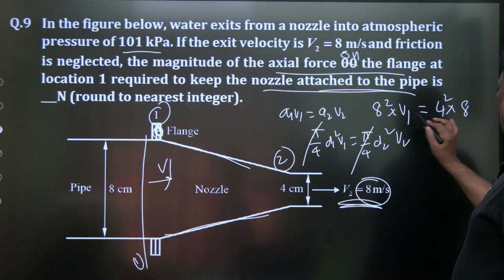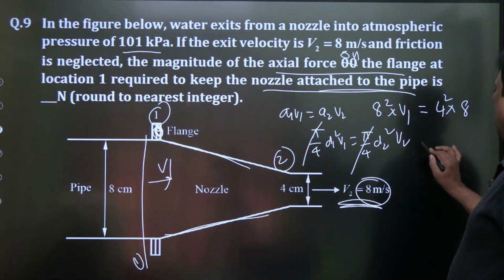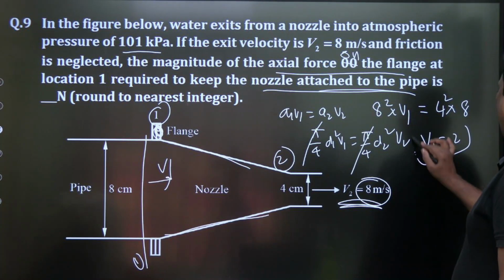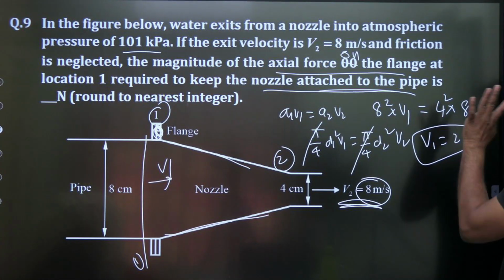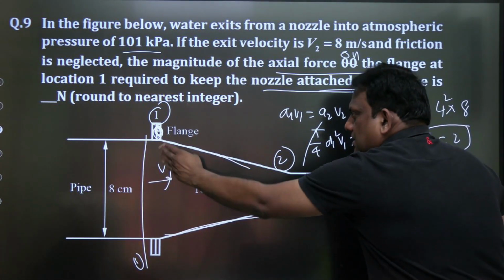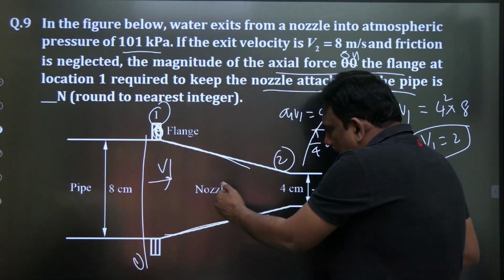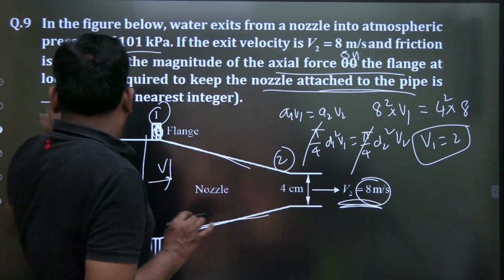I think 4 ones 4. So I think V1 we are getting as 2. Am I right? So therefore 16, 64, 4. 2 is correct. So here the velocity is 2, and one more thing, it is exiting to atmosphere. Okay, no problem at all.